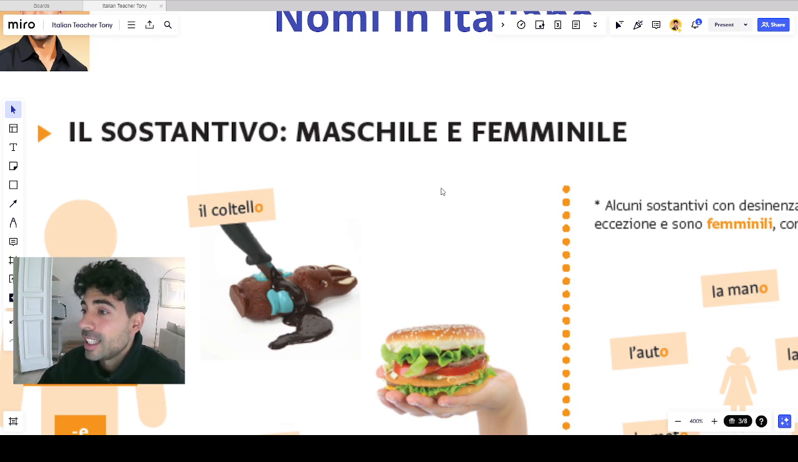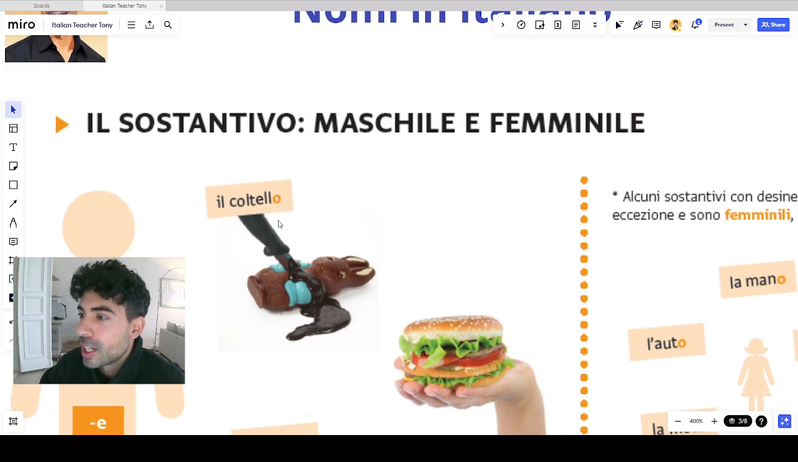In Italian, it doesn't matter if it's an object, if it's a person, they will all have a gender, and it's gonna be either masculine, feminine, singular, or plural. In Italian, we do not have the gender neutral, so we do not have the "it" equivalent. So even an object will be masculine or feminine.